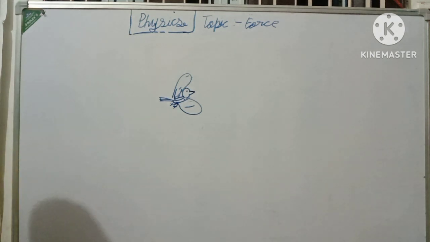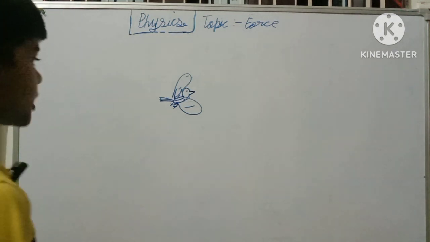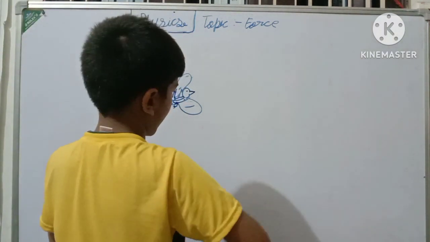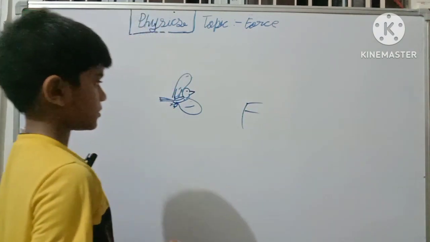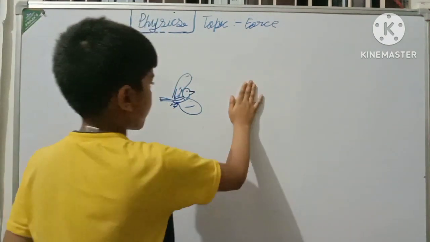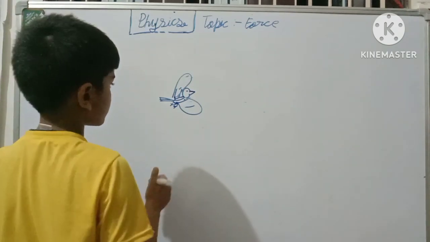Friction does not act on a bird flying in the air. Friction acts on a bird, absolutely. I give it false. It is false. Yeah. Statement 8.